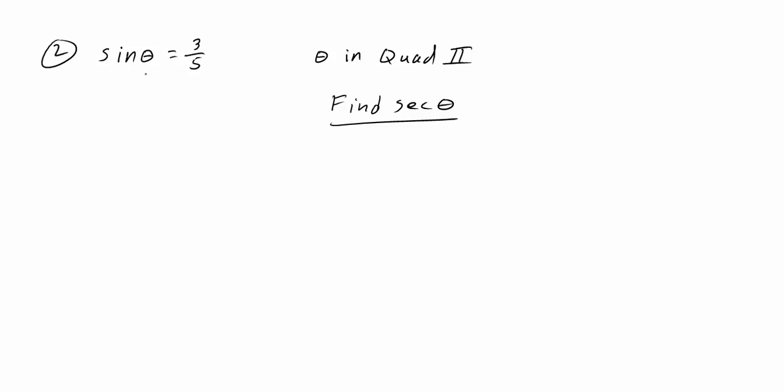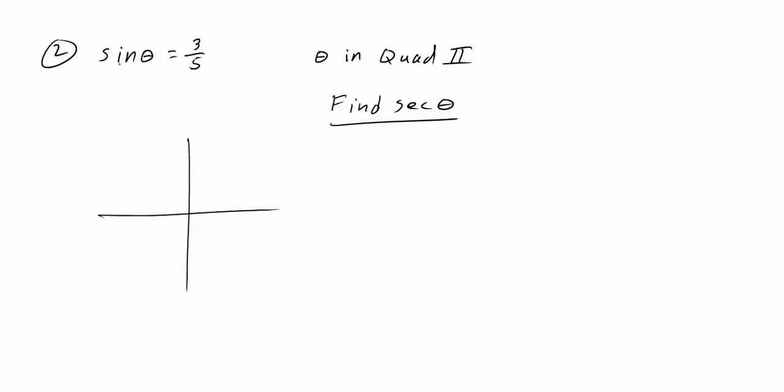This time we're given the sine of theta is equal to 3/5, and now they tell us the constraint here is the angle theta is actually in quadrant 2, and we're looking for the secant of theta. So if we look at this here, we know that if we draw the triangle from this constraint, they tell us we're in the second quadrant.